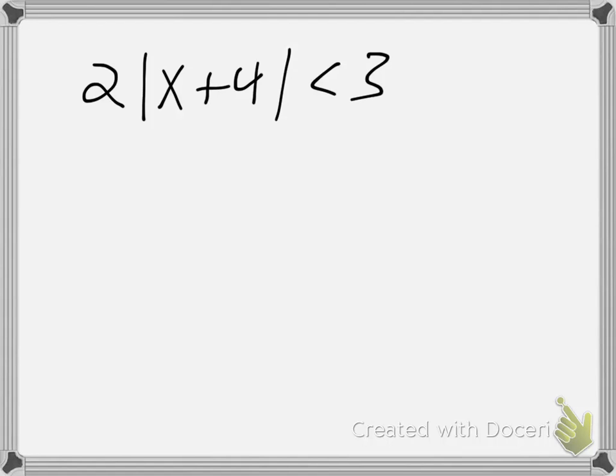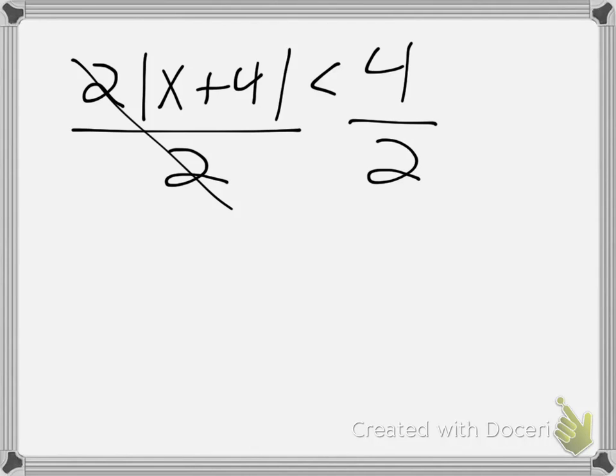Here we have 2 times the absolute value of x plus 4 is less than 3. The first thing I'm going to do is make this an easier problem, so we don't have any fractions. The first thing I really wanted to get rid of is this 2 right here. So I'm going to divide both sides by 2, because that will cancel out, and I'll have absolute value of x plus 4 is less than 2.